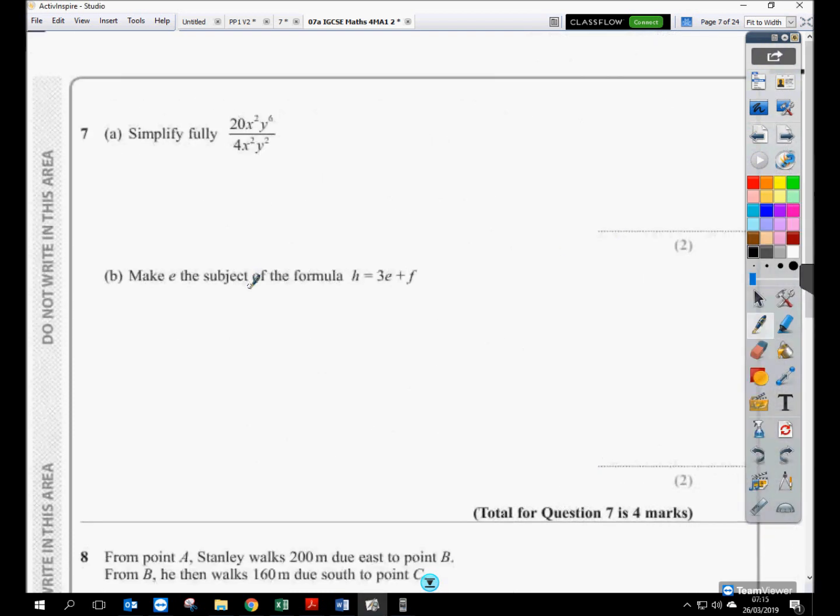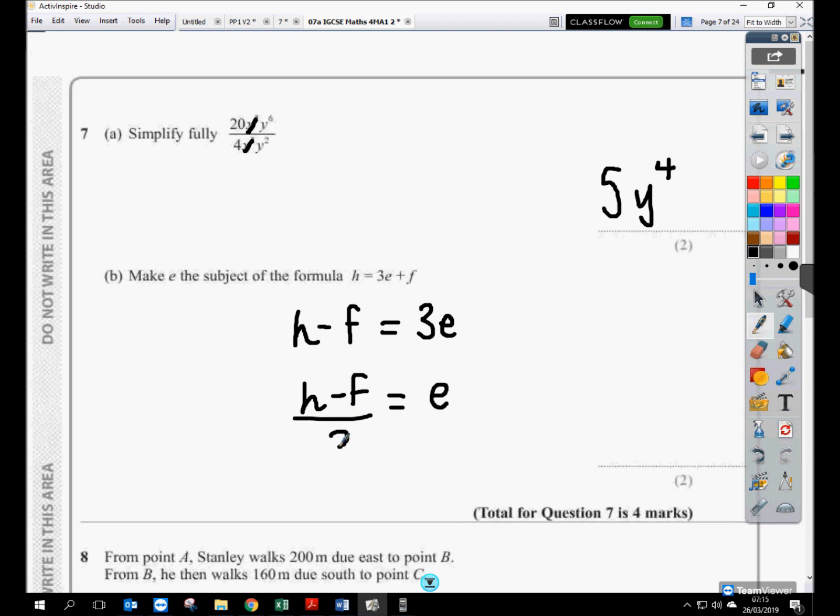Okay, next question. Simplifying. Okay, so we have an x squared on the top and x squared on the bottom, which will cancel. 20 divided by 4 is 5. Y to the power 6 divided by y to the power 2 is y to the power 4. Next question, make e the subject of the formula. So subtract f from both sides. h minus f is equal to 3e. Then finally divide by 3. Okay, put one nice fraction line like this.